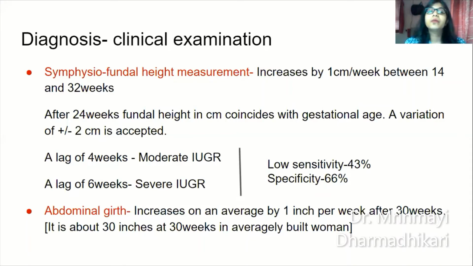But remember, symphysiofundal height measurement is not a very accurate method of diagnosing IUGR, though it is a good screening method for further evaluation. It has a low sensitivity of 43% and specificity of 66%. Abdominal girth, again, is to be measured at the level of the umbilicus. It increases on average by 1 inch per week after 30 weeks of gestation. It is about 30 inches at 30 weeks in averagely built women.